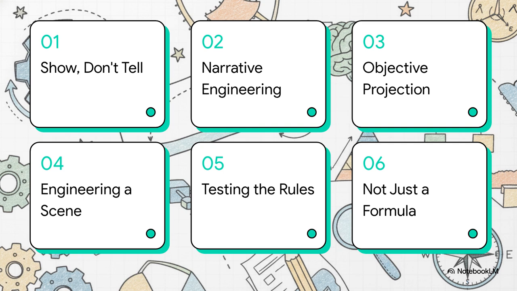1. The show don't tell problem. 2. Defining narrative engineering. 3. The objective projection method. 4. Engineering is seen. 5. Putting rules to the test. And finally, 6. Not a formula, a foundation.